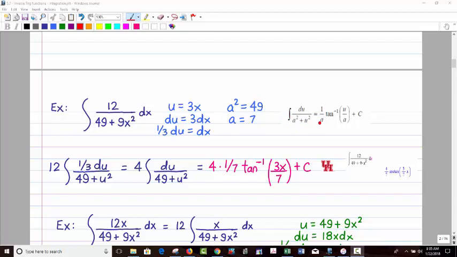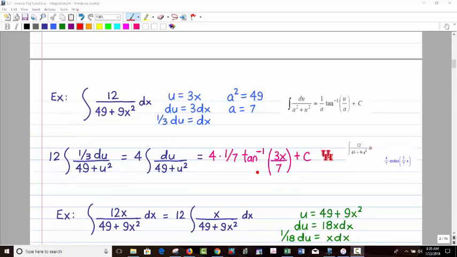So this one is 1 over a inverse tan or arctan. This time I used inverse tan, so I'm just mixing it up to show you that either form is acceptable. Maple always spits it out in arc. So that's perfectly fine. So we have the 4 from 12 times 1/3. 1 over a is 7, so there's a 1/7 there. And then tan inverse of u over a. So 3x is u, a is 7, and then plus, of course, c.